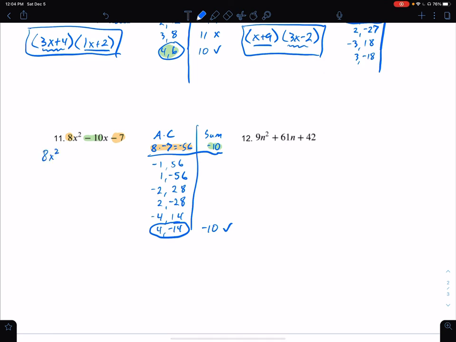Okay, 8x squared, and that minus 7 will stay the same. And now I'm going to write 4x and minus 14x. So that term got split up.